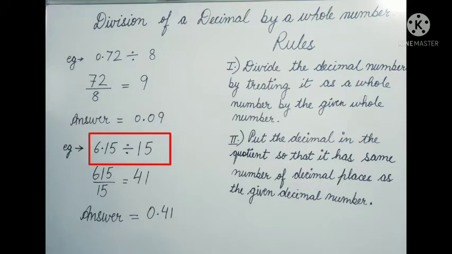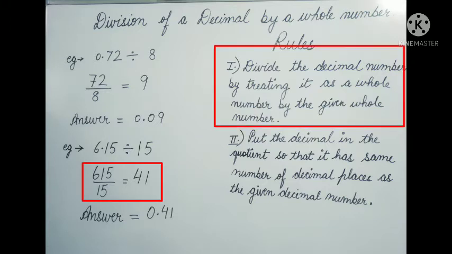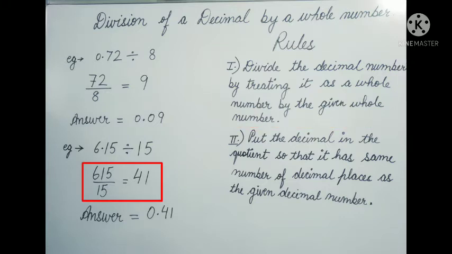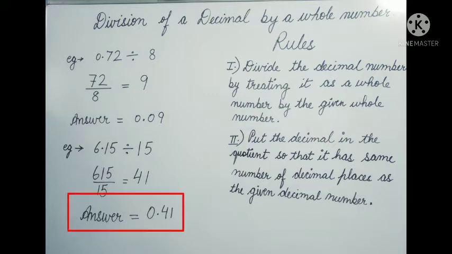In the second example, we have to divide 6.15 by 15. So first we will divide 615 by 15. We get the answer 41. And as we know that the number of decimal places in the dividend is 2, accordingly in the answer also it has to be 2 and the answer becomes 0.41.